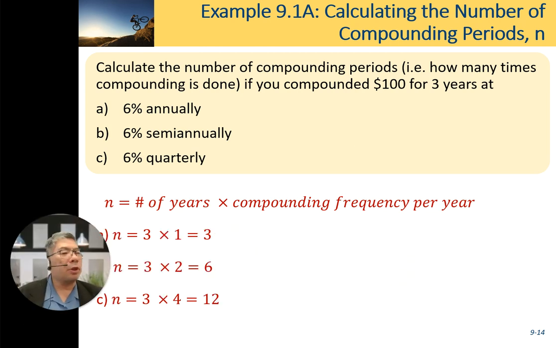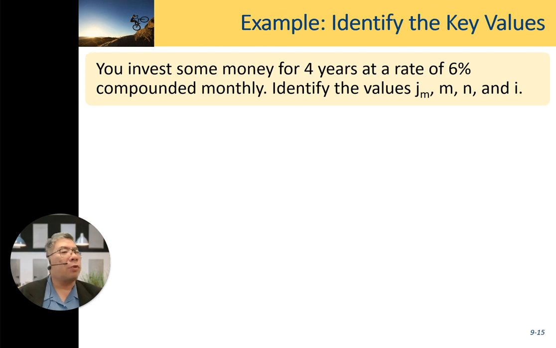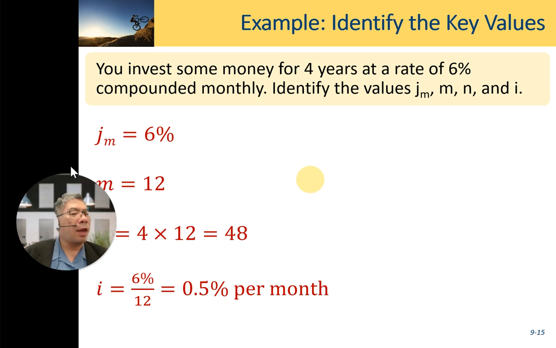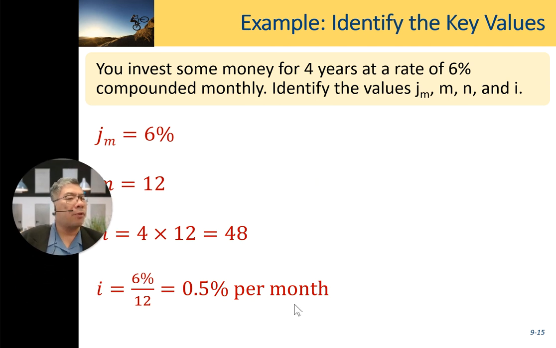All right, let's go into the next one. You invest 4 years, so you're going to start here. J is equal to 6%, M is equal to 12, N is equal to 4 times 12 equal to 48. Then where is the 4 coming from? 4 is coming from here. Where's the 12 coming from? It's not annually, it's monthly here. Coming from here, 12. Okay, so you got 48. Then you got the I coming from here. I equals 6% divided by 12, which is 0.5%.